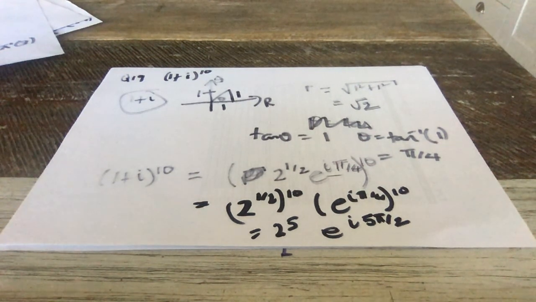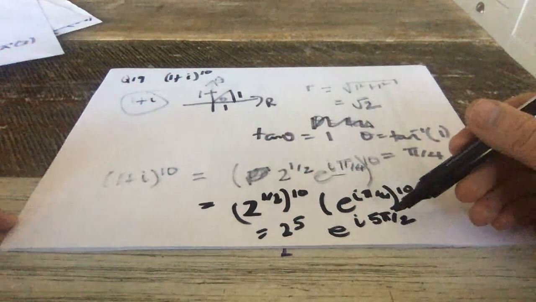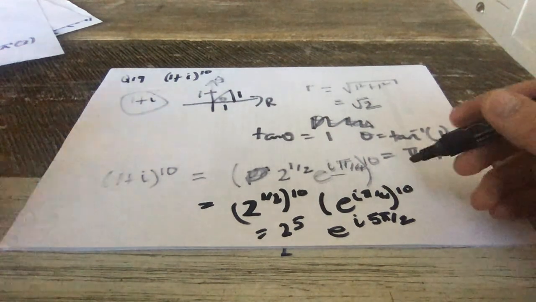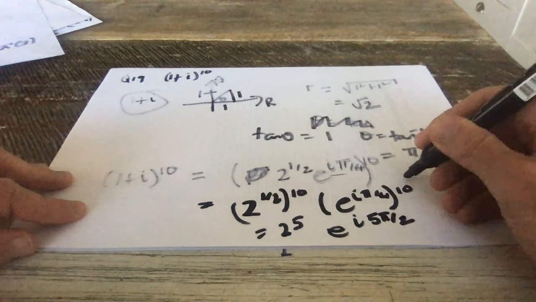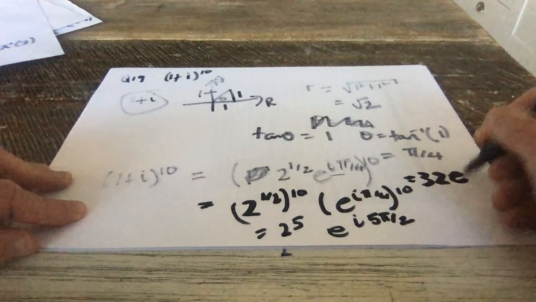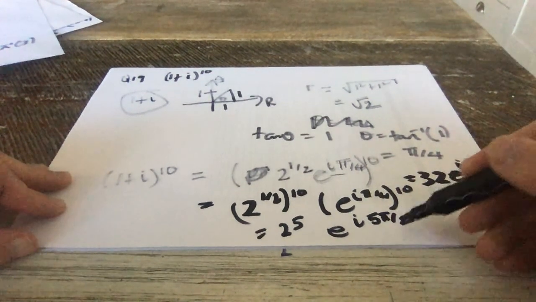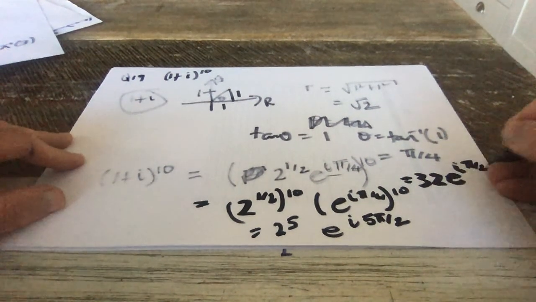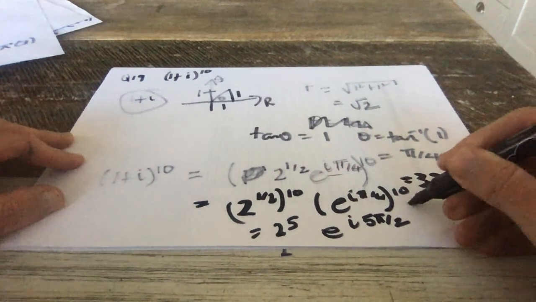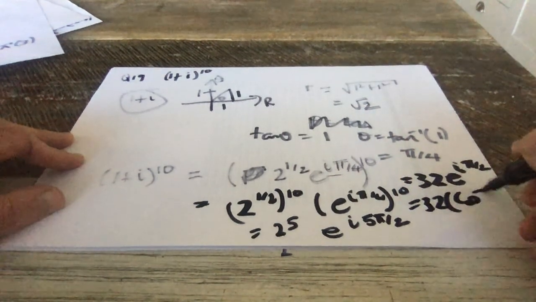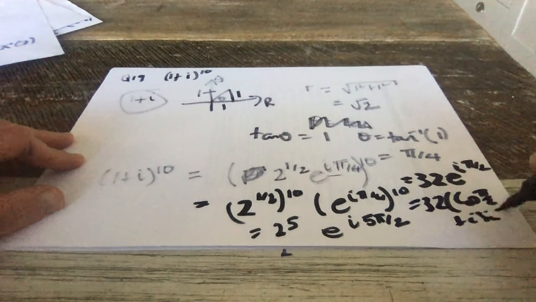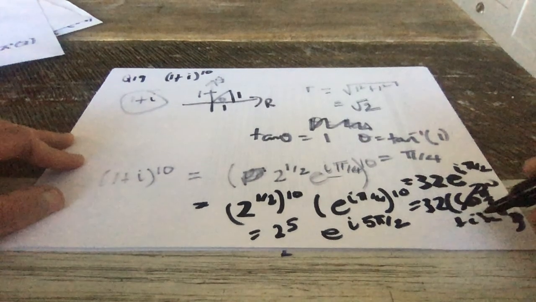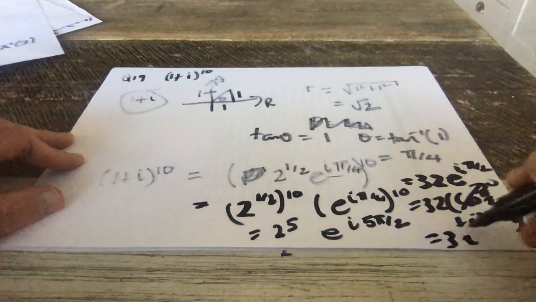Okay. Now you can mess around with this. Remember, you can add and subtract 2 pi from every argument and still have the same argument. So 2 to the power of 5, folks, is 32. Exponential i, if I subtract 2 pi from 5 pi over 2, I just get pi over 2. So now I can rewrite this as 32 times cos pi over 2 plus i sine pi over 2. And cos pi over 2 is 0, and sine pi over 2 is 1. So what I end up with, folks, is 32i.